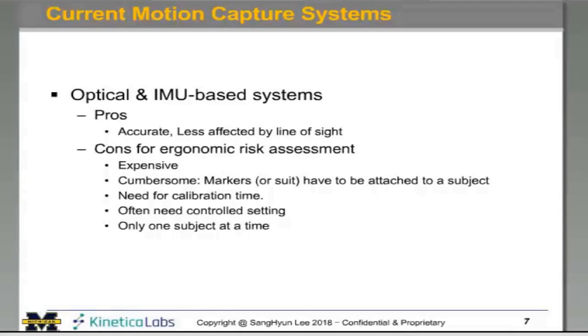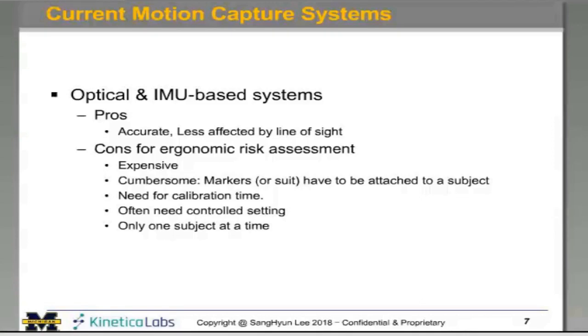Also, certain systems need calibration time. I don't know if you have experience. Some systems basically require a T-pose in the beginning and ask them to walk around. If you apply this in the field, you have to stop the work and ask them to do a certain pose to get the system going. It is not a desirable situation. Also, it often needs a controlled setting, right? For example, with an optical system, the camera has to be fixed. It is very difficult to apply to the field. Also, only one subject at a time, right? You would like to have multiple users, but it is not that easy because the system is very hard to configure in the beginning.